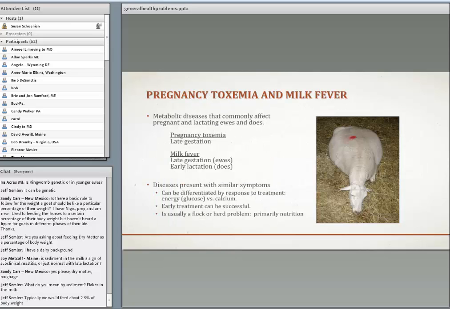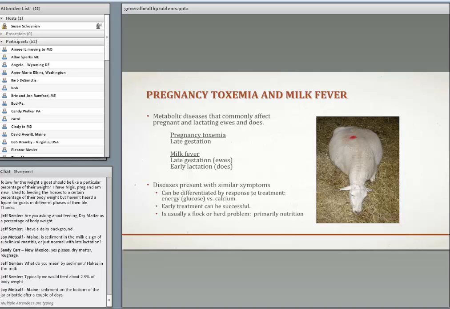Pregnancy toxemia and milk fever are probably two of the most common diseases with sheep and goats. They are both metabolic diseases that affect pregnant and lactating ewes and does. Pregnancy toxemia occurs during the last part of gestation. Milk fever occurs in late gestation in sheep and is probably more likely to be early lactation in does.